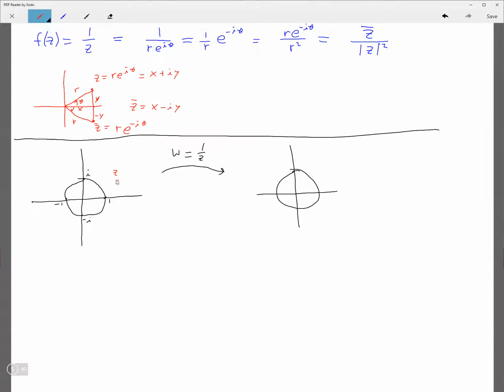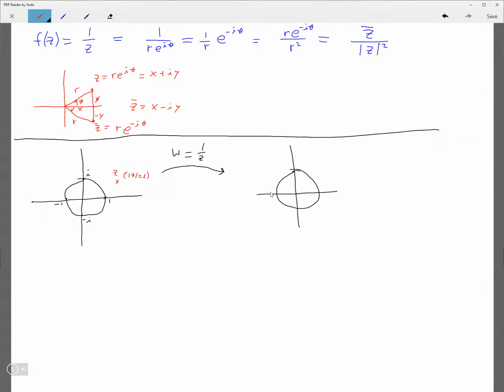Okay, so let's start with this guy right here. Basically, its magnitude is all this, right? This length right here represents the magnitude. And if this is 1, then maybe the magnitude is 2, which means R is 2, right?